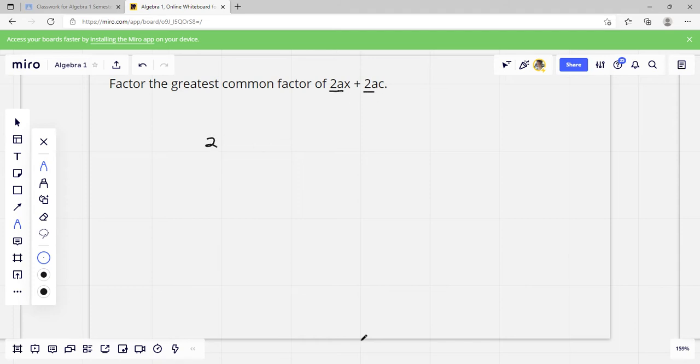And they both have an A, but then they don't have an X or a C, so we're going to pull out the 2A. Now, if we look at this first one, we pulled out the 2 and the A, and the only thing that's left is X. And in this one, we pulled out the 2 and the A, and the only thing that's left is a C. So you just write that part in parentheses.